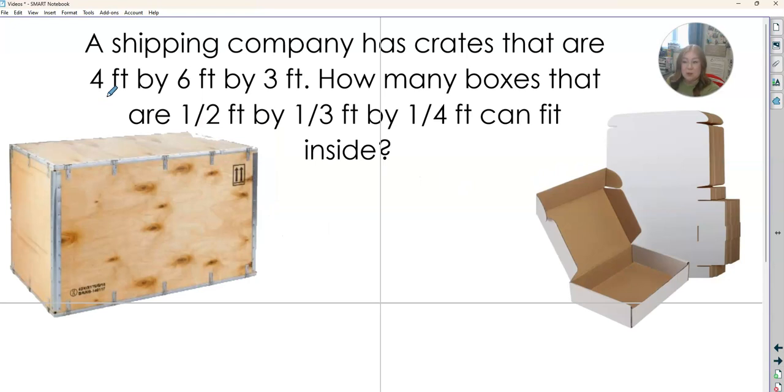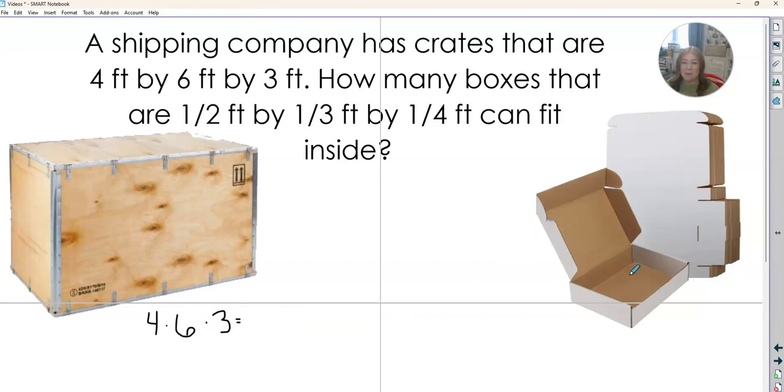Okay, and then we have some story problems, and you're going to have to be problem solving. So they're not just length times width times height. We're going to use that formula to then problem solve. So a shipping company has crates that are 4 feet by 6 feet by 3 feet. So this one is 4 by 6 by 3. So we're going to find the volume of that. So 4 times 6 times 3.